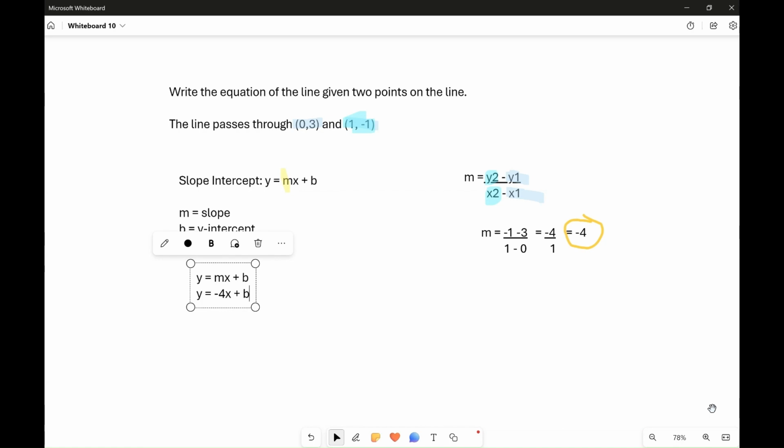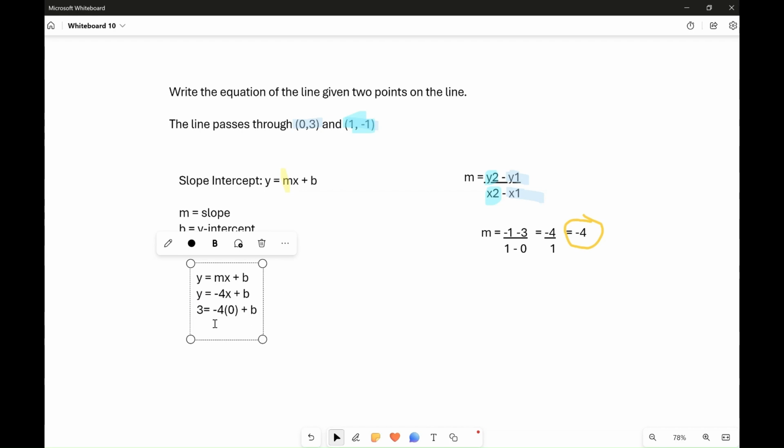I want to solve for the b value now, and the way I'm going to do that is I'm going to choose one of these points to plug in. Let's go ahead and choose the point (0, 3). This is my x, and this is my y that I'm going to use. I'm going to use x is 0 and y is 3. So I'm going to replace the y with 3 and the x with 0, and that will help me solve for the b.